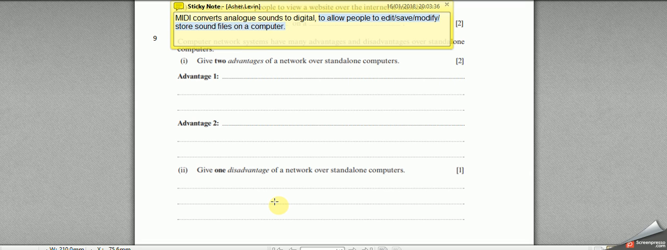Okay, this next one, there's been no learning chunk 4 as of yet, but your teacher should have explained and had a chat with you about networks versus standalone. I know I did with my class. So give two advantages of a network over a standalone. You could have mentioned any of the following things.